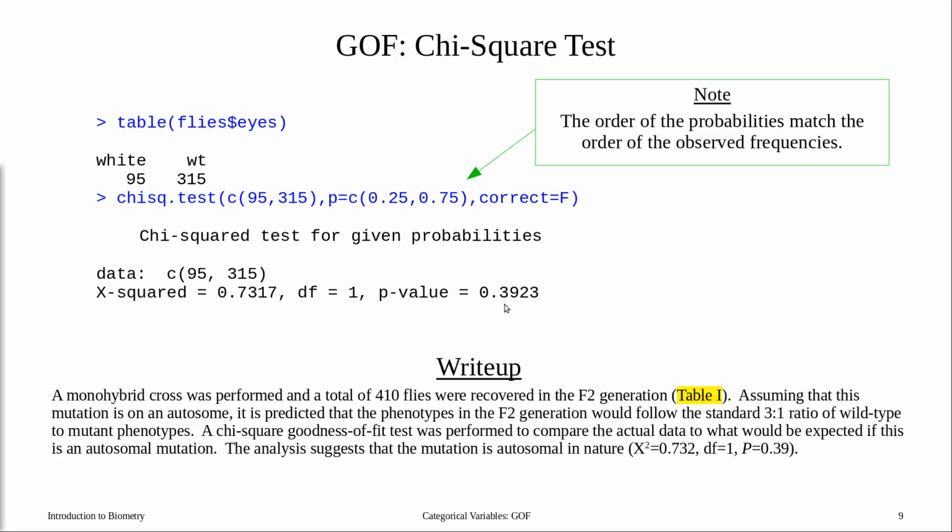A write-up can be a little bit more extensive based on our experiment. So here's an example write-up where I describe what we did. I reference the table of frequencies, and then I get to the actual chi-square test. So the analysis suggests that the mutation is autosomal in nature. Our observed matches what we expect. The expected was derived based on the assumption that it is autosomal. So therefore, since our observed matches the expected, then our observed does represent an autosomal gene. Chi-square, test statistic, our degrees of freedom, and our p-value.